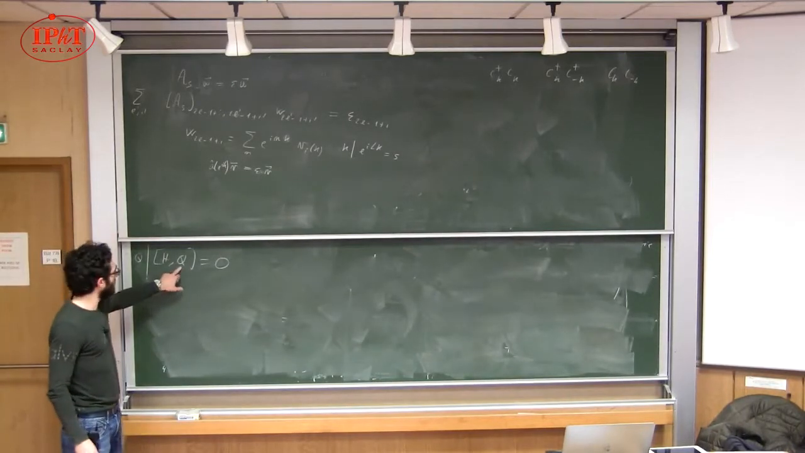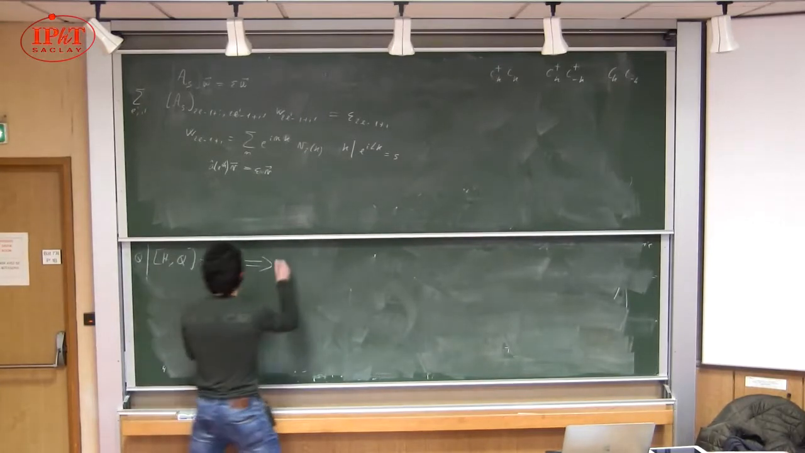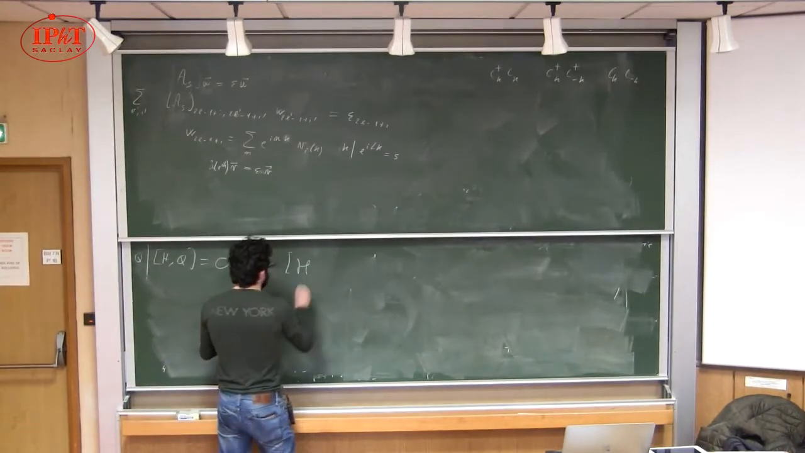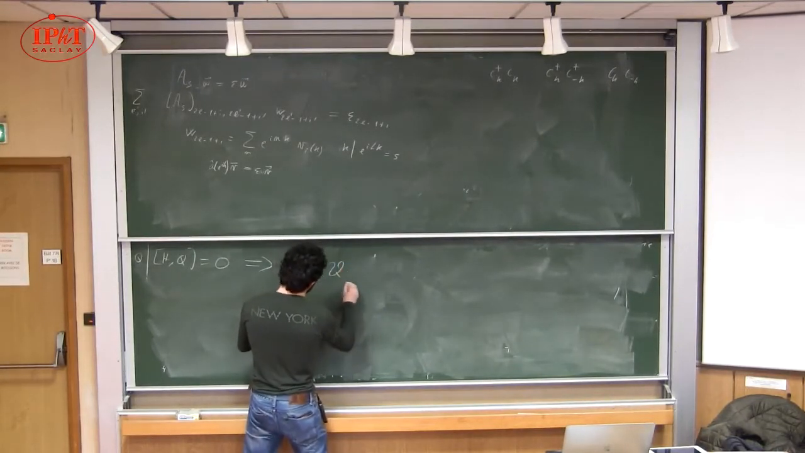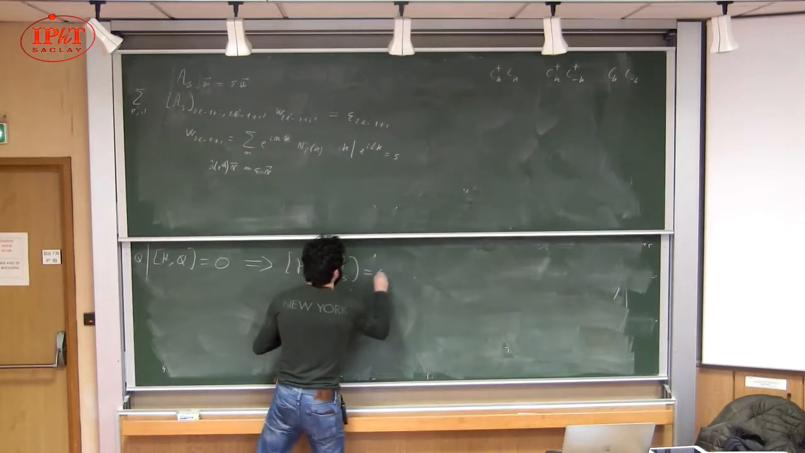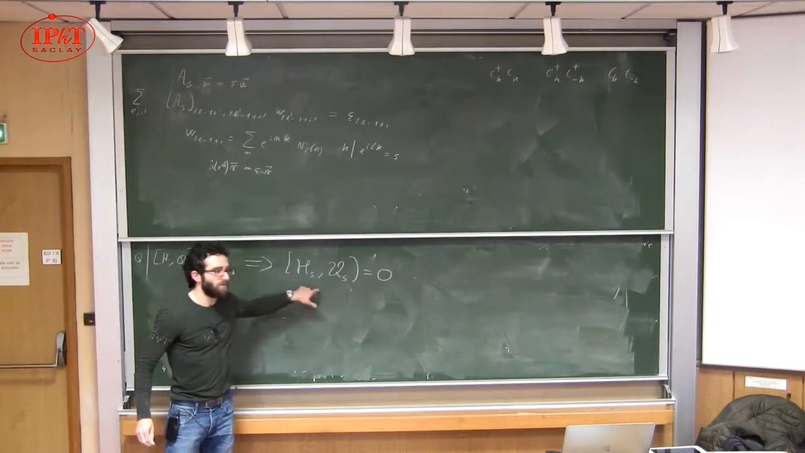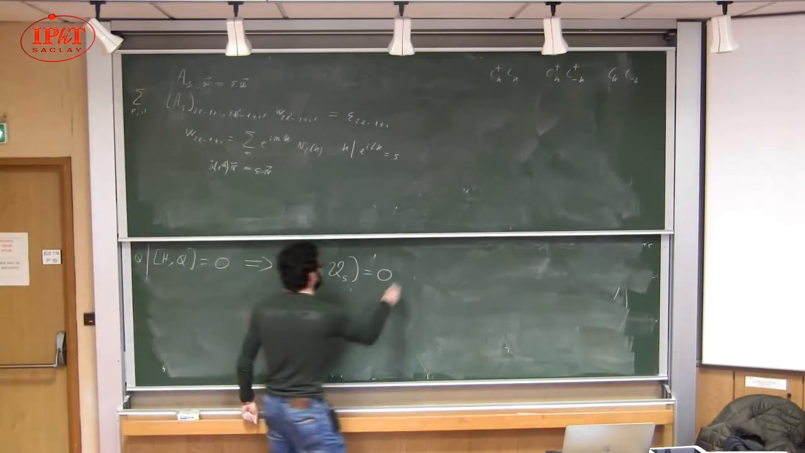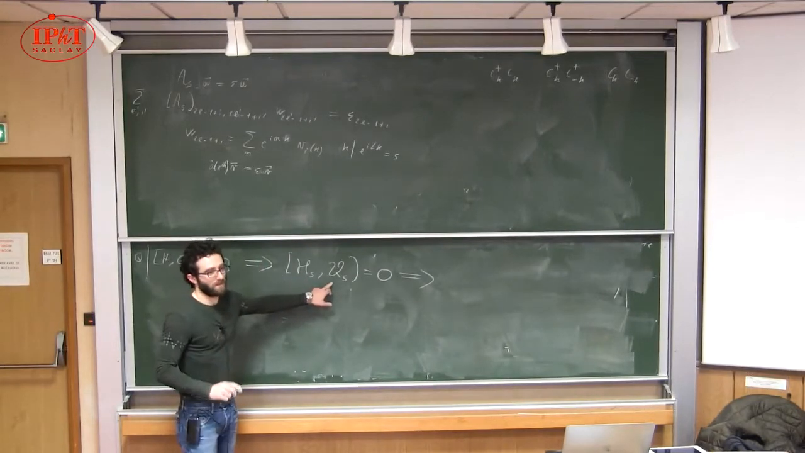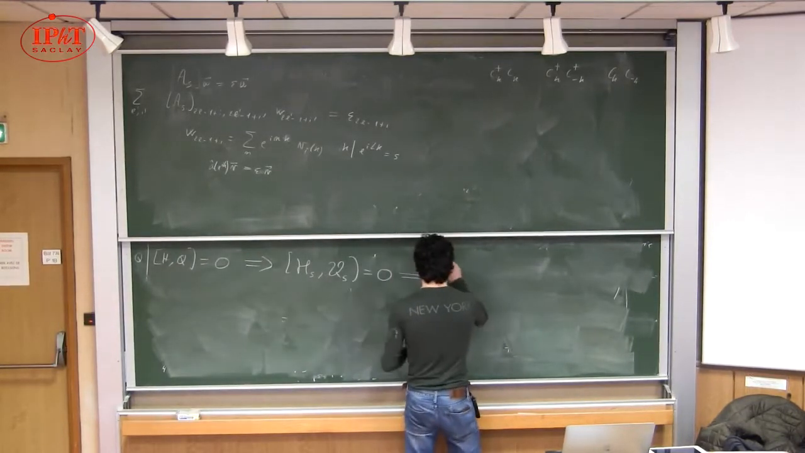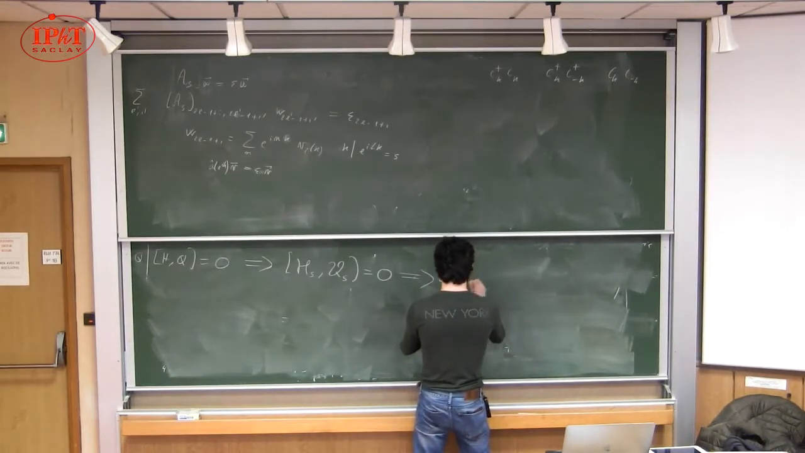Now, if the commutator between H and Q is equal to 0, this implies that the commutator between the block circular matrices characterizing the two operators should be equal to 0. Otherwise, you will find something which is non-zero. But the commutator between the block circular matrices can be written in terms of the commutator of the symbols. So it also means that the symbols characterizing the two block circular matrices should commute.